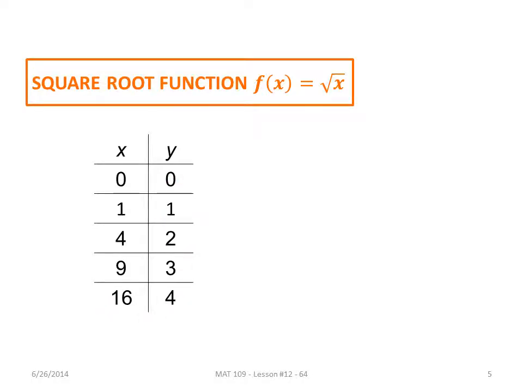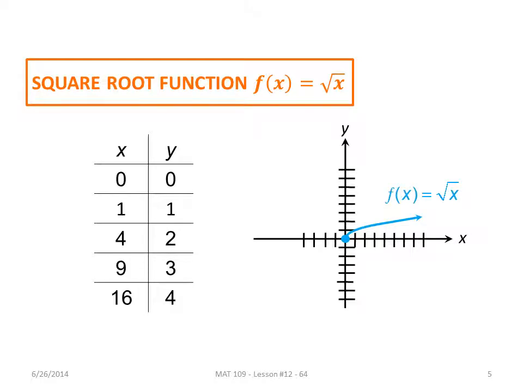If we graphed this, we would get a line which looks like this. We do not have any part of the graph over in this part of the grid where x is negative, because it does not exist there. The domain begins at 0 and goes to plus infinity.